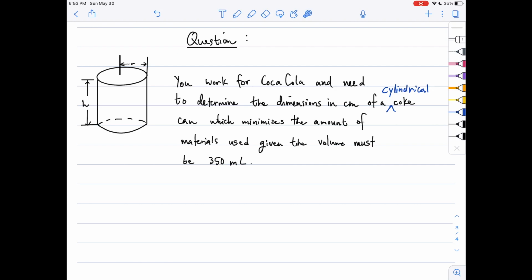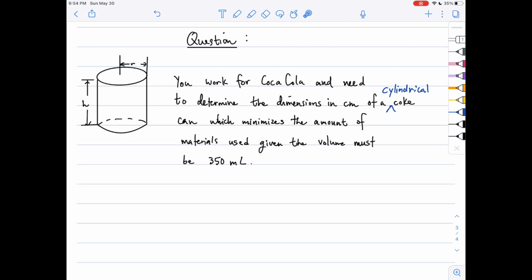If you think about it, the amount of materials used to make a Coke can is some tin, maybe some aluminum, and the amount of tin and aluminum that you use is proportional to the surface area of the cylinder, right? Because only the outside of the Coke can is going to be made up of that metal material. The inside is going to be filled with Coca-Cola or whatever drink you want of your choosing.